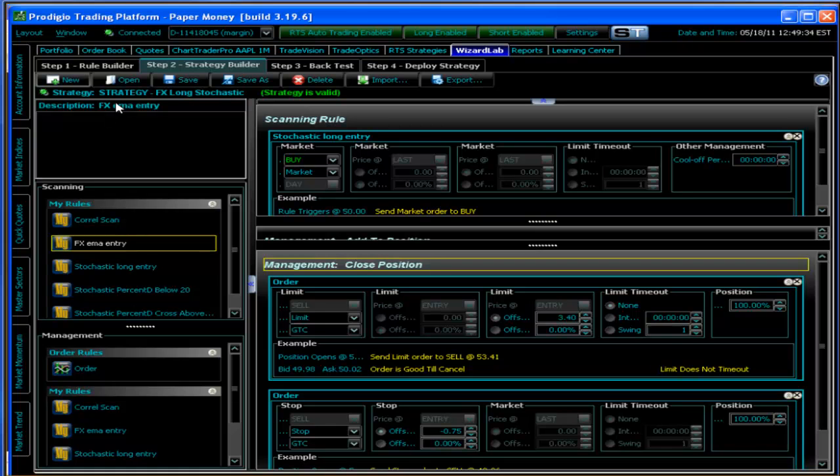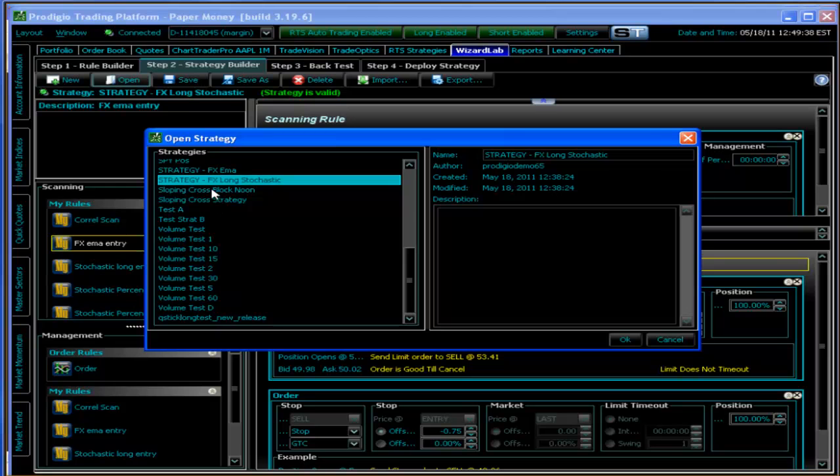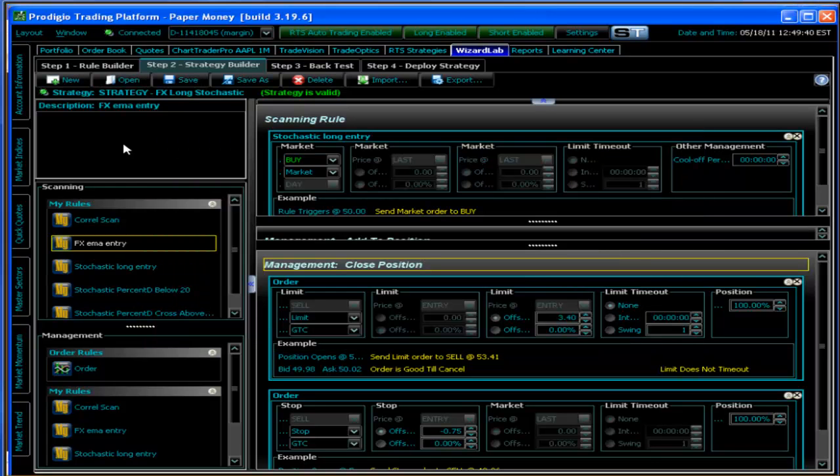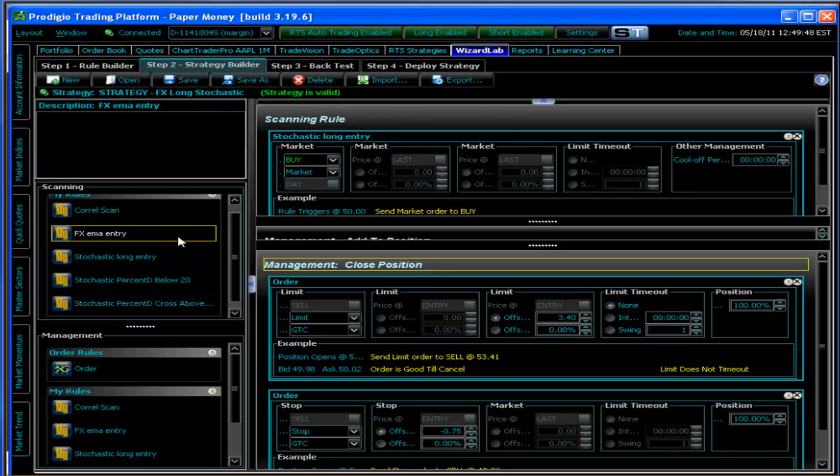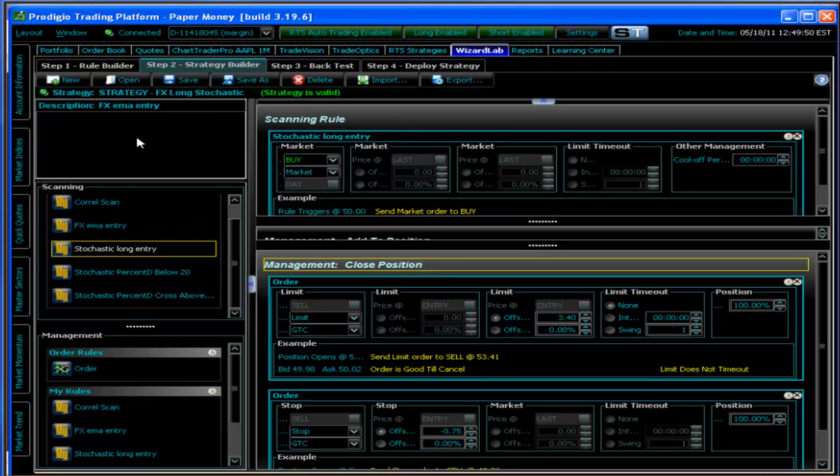Now again, I'm looking at the Forex. Actually, this is the EMA entry strategy. Let's open up that stochastic one. Oh no, I'm sorry. I am looking at, yeah, see where it says here strategy FX long stochastic? That was the description. Again, anything that you save as the description is going to show up here under the description panel.